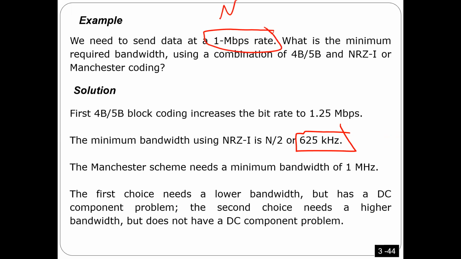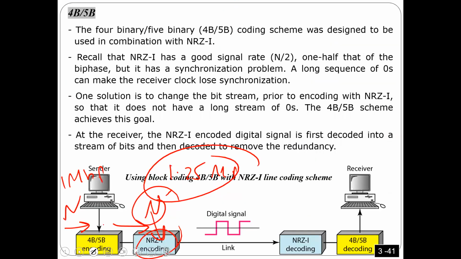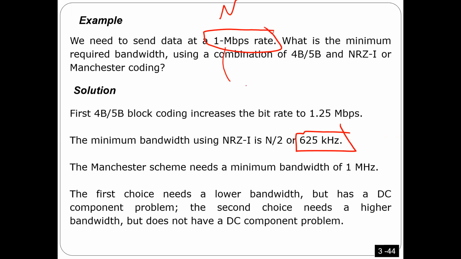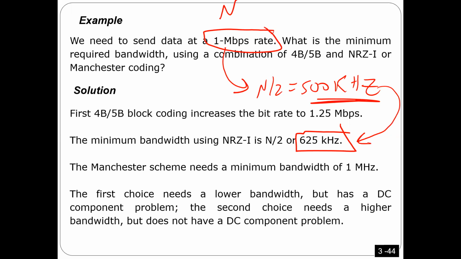So this is N. If I don't use the idea of block coding here, what I'm going to transmit is going to be N divided by 2, which is equal to 500 kilohertz. Is that okay? This is the bandwidth. So I increased the bandwidth from 500 to 625, and I solved the synchronization problem. This is the cost. So I need more bandwidth, yes.